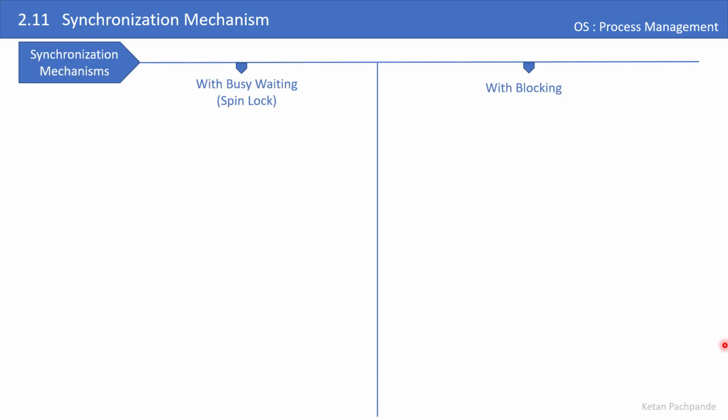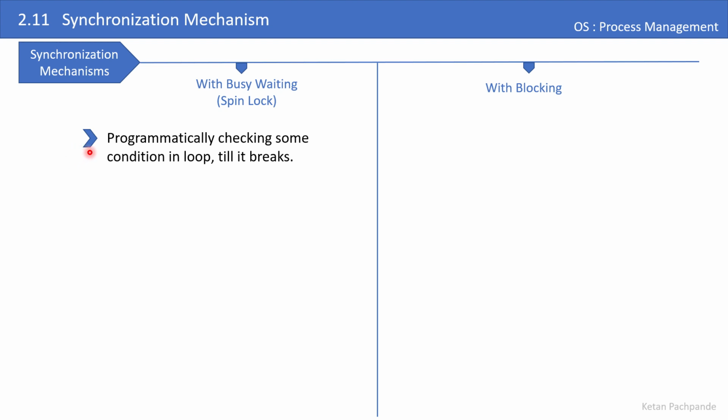Let us now discuss the synchronization mechanism types. The synchronization mechanisms are categorized into two types. One with the busy waiting logic, which is also called spin lock logic, and the other one with the blocking logic. Let me first talk about the busy waiting logic.